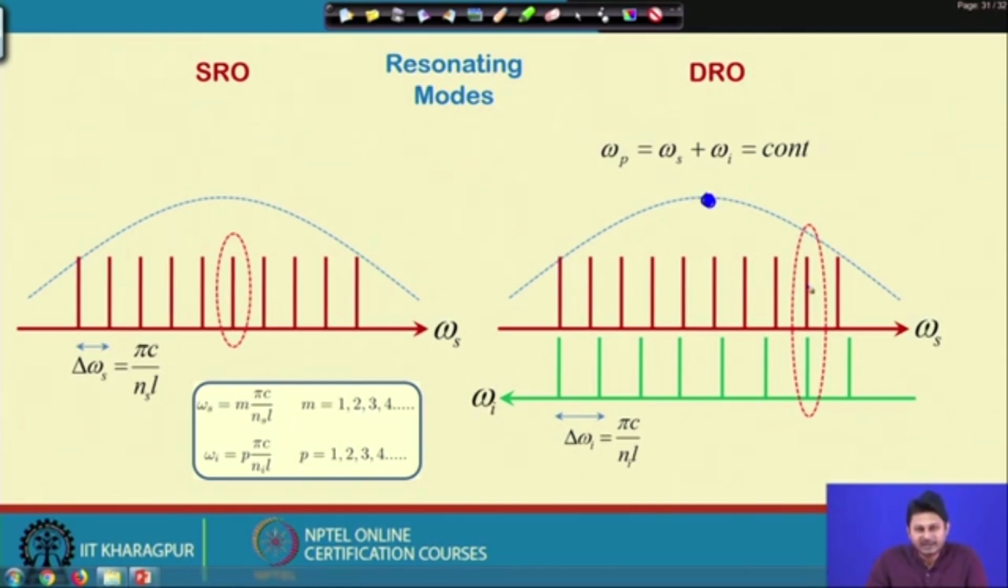Since this is a very critical condition, the stability of the DRO is really very critical. Even though there is an advantage of the DRO, that we have less threshold power to amplify the signal, the problem is that if I want to amplify the signal and the corresponding idler, the corresponding frequency modes need to coincide like this, and only then will they vibrate. So, this is a very critical condition. The stability issue will always be there in DRO.